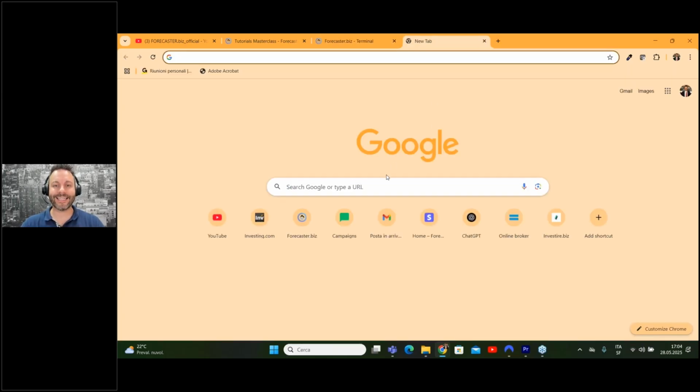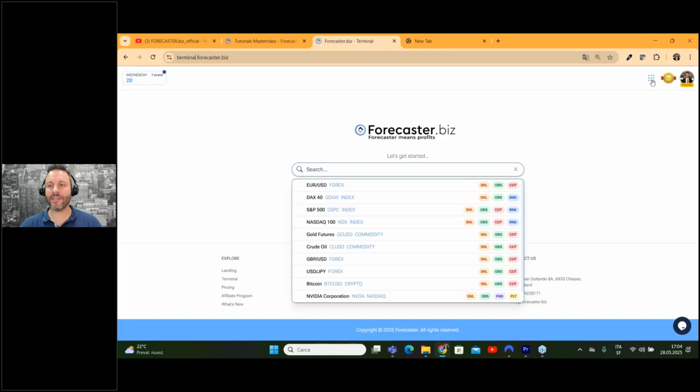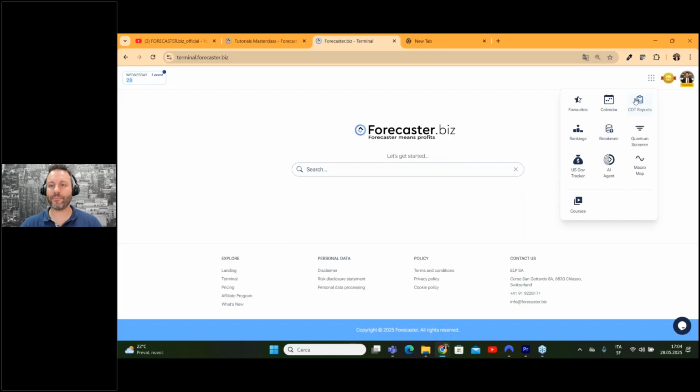But exactly as we do in Google, we can also go on the right part of the page, up here, where you can find all the tools provided by Google. The same is for Forecaster. Here up in the page, you can find all the tools, and especially if you would like to find opportunities, this is the way. If you're looking to be inspired by the Forecaster, you have to search the opportunities going through all the tools.